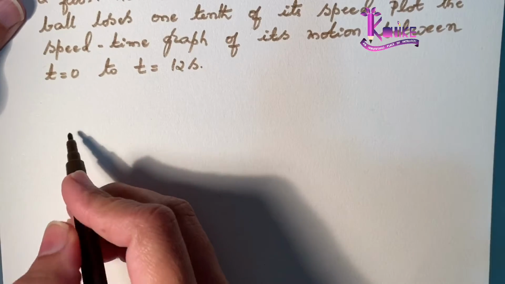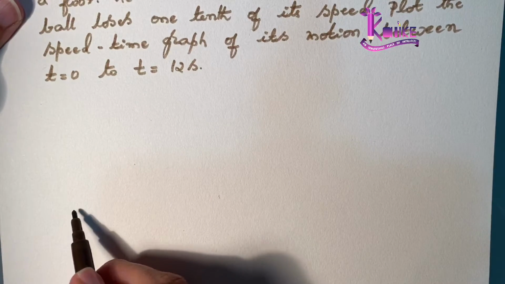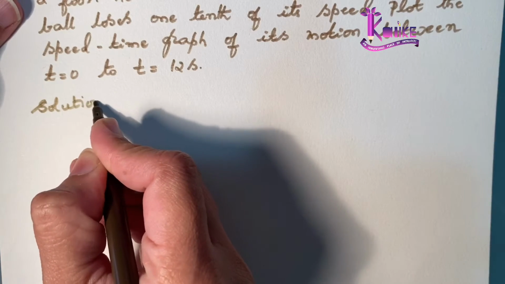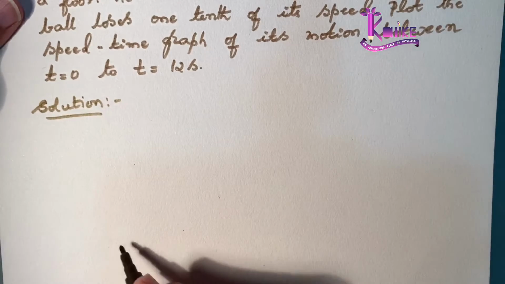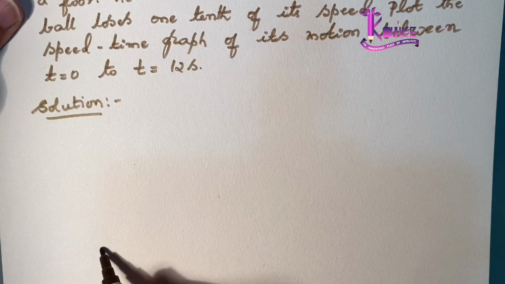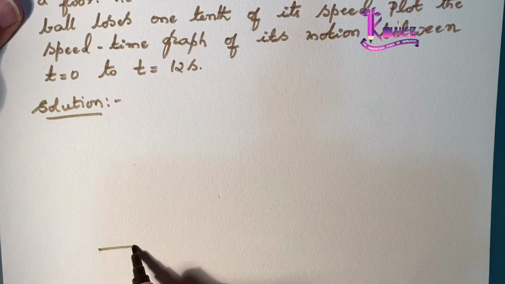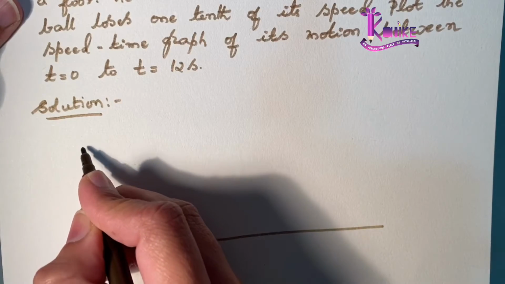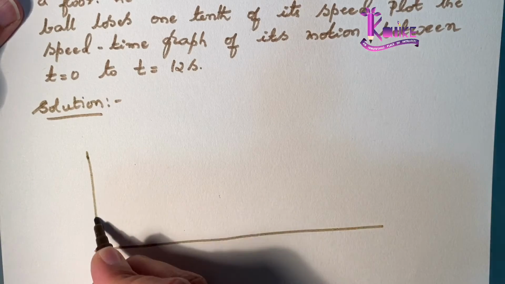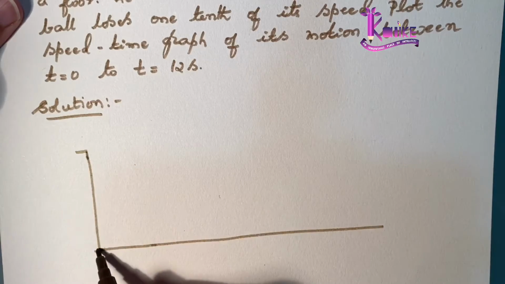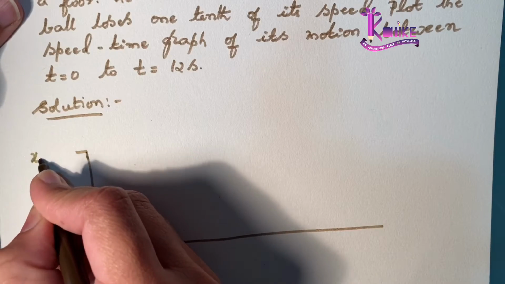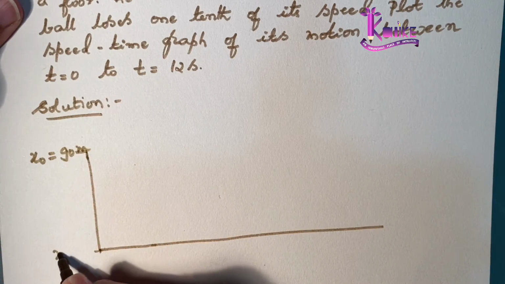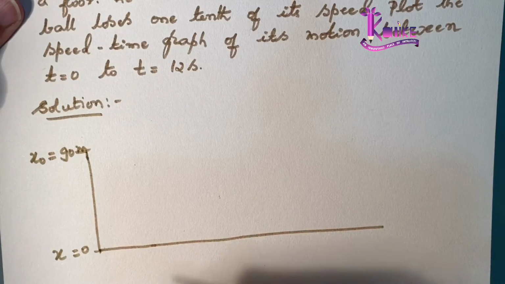So to start, I will draw an appropriate diagram of the situation given in the numerical. Let me assume this is the ground level, and this is where the ball is dropped from, which is at a height of 90 meters. I call that x0 because that is where the ball is dropped from. So x0 is 90 meters. X is the ground level, I call that to be at 0.